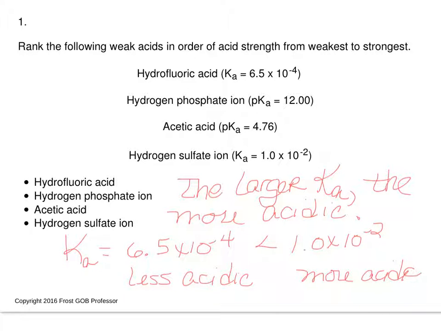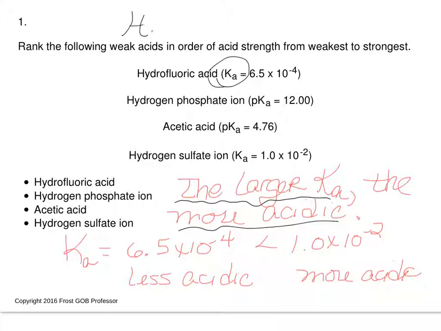I'm going to work out the 5 questions on the in-class quiz from Friday. This first question was to make sure that you understand the relationship between Ka and how weak or strong an acid is. So here's a little summary for you. The larger Ka, the more acidic the acid is.